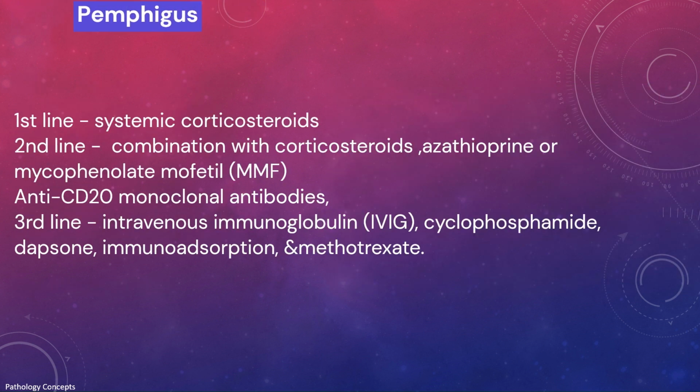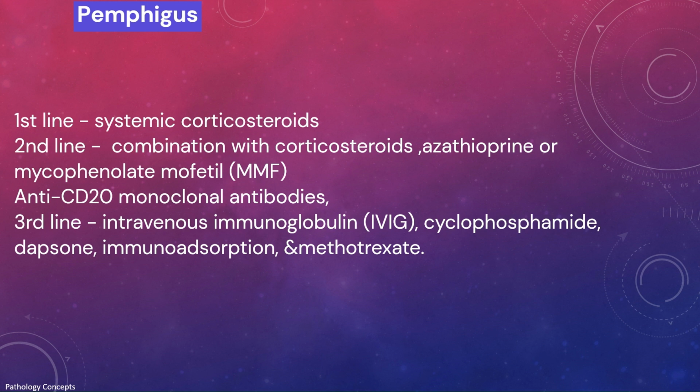Treatment. The first line treatment of mild Pemphigus is systemic corticosteroids, which take several weeks to achieve a response. Second line treatment is in the combination of corticosteroids include adding either azathioprine or mycophenolate mofetil.